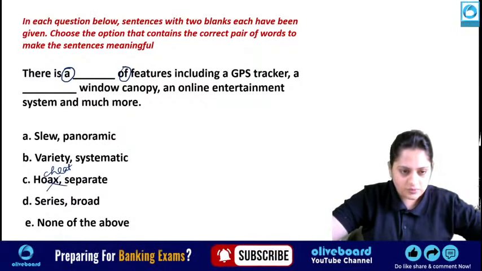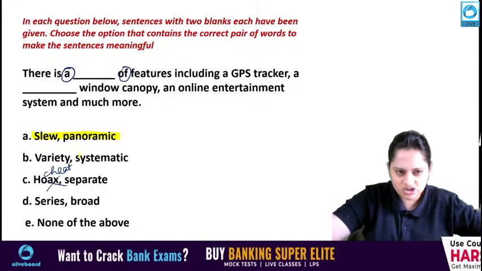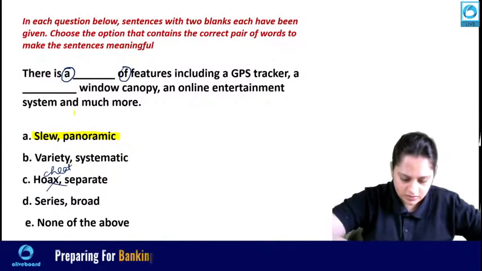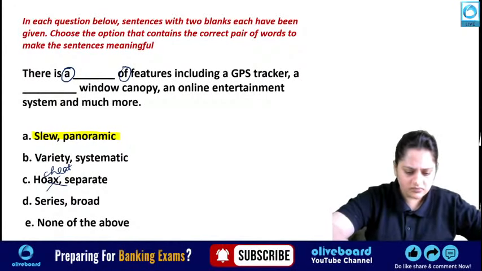Shubham, the class will happen at 5 p.m. also. This is just a previous year memory based paper, that is why I am taking the class at 1. Okay, special session, added session. So guys, broad or systematic will not come. That is why the final answer should be A.